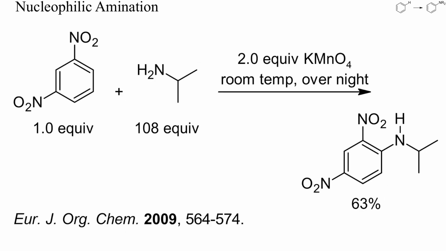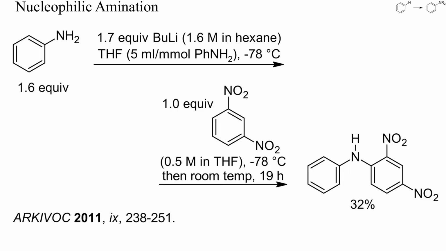Treatment of 1,3-dinitrobenzene with a large excess of isopropylamine and potassium permanganate gave a substantial yield of arylamine, as shown here. The problem of these reactions is that the amine also reacts directly with permanganate, and the yields may vary strongly depending on the reactivity of the amine. In this example, aniline was first lithiated at low temperature and then treated with 1,3-dinitrobenzene. Because no oxidant other than the dinitrobenzene was present, only a low yield of arylated aniline resulted.